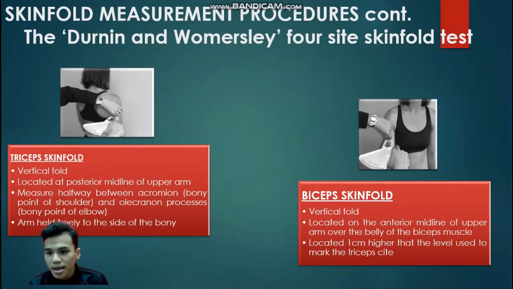The next is the triceps skin fold. It is a vertical fold located at the posterior midline of the upper arm, measured halfway between the acromion, the bony point of the shoulder, and the olecranon process, the bony point of the elbow. Arms hang freely to the sides. The next is the biceps skin fold. It is a vertical fold located on the anterior middle of the upper arm over the belly of the biceps muscle, located 1 cm higher than the level used to mark the triceps site.